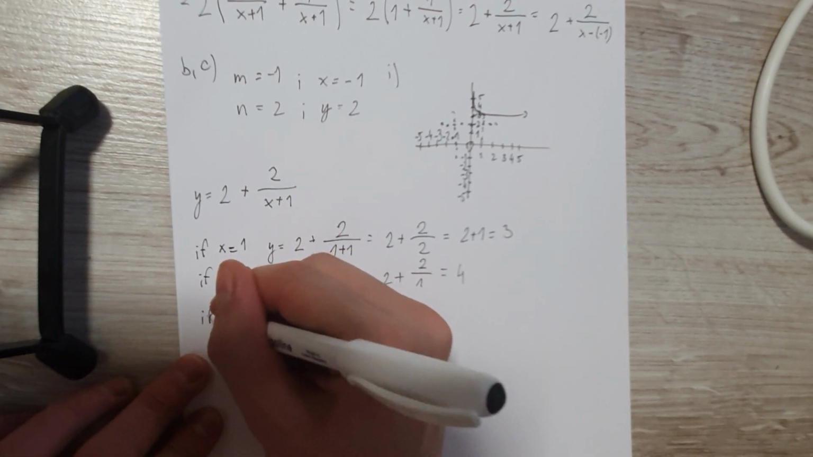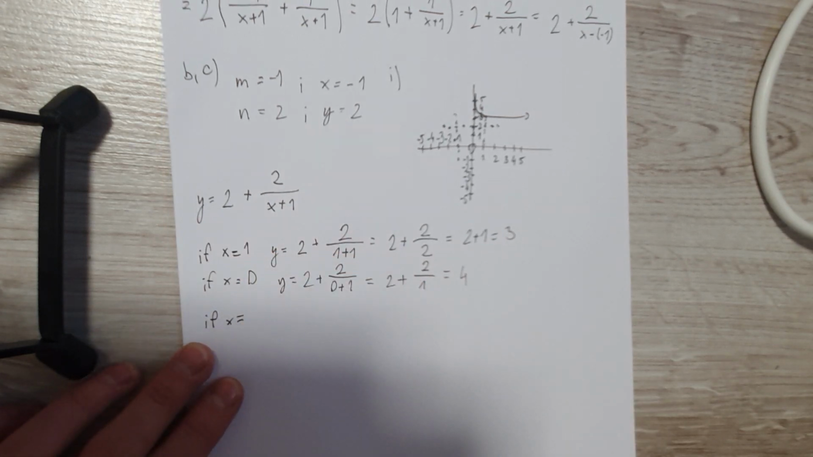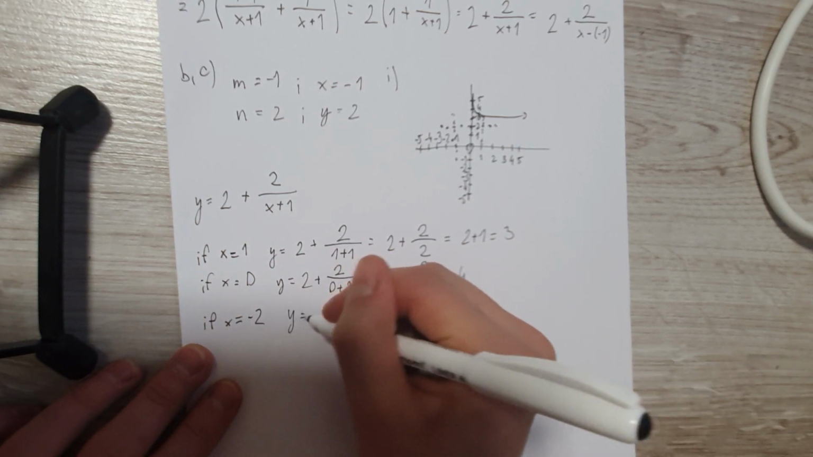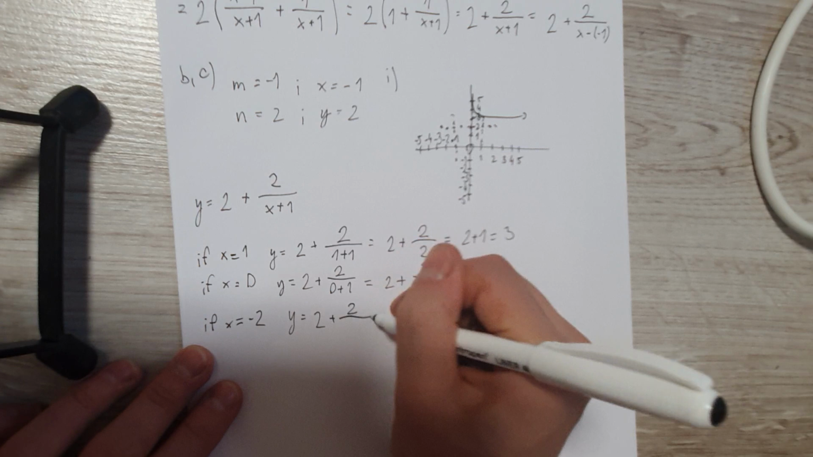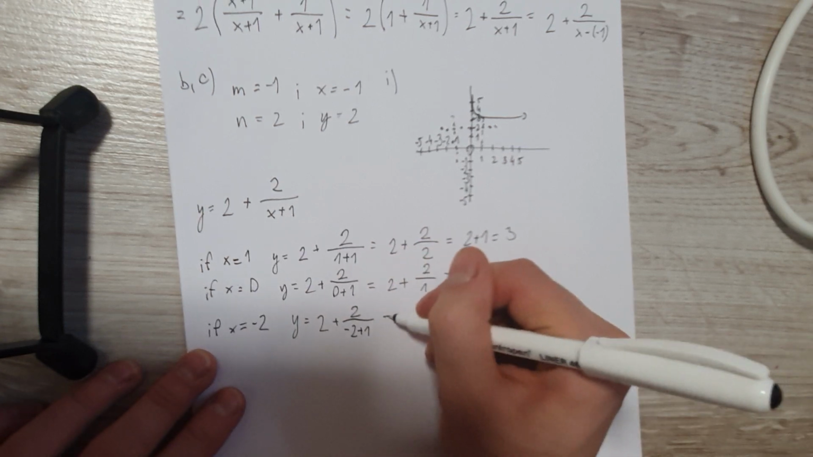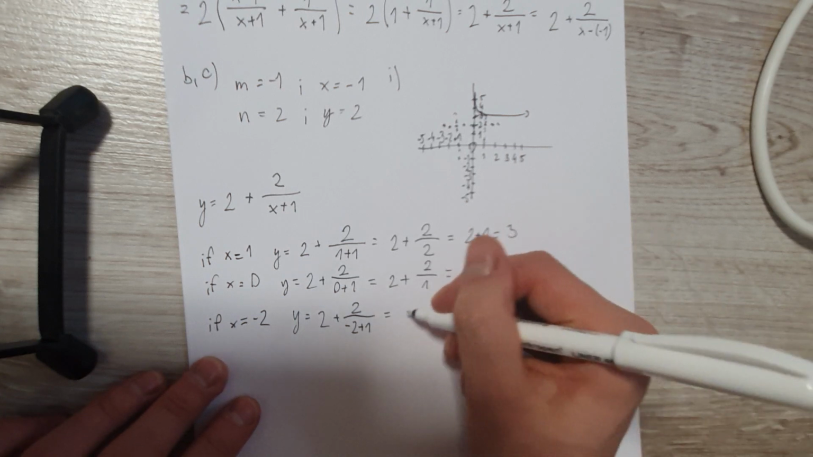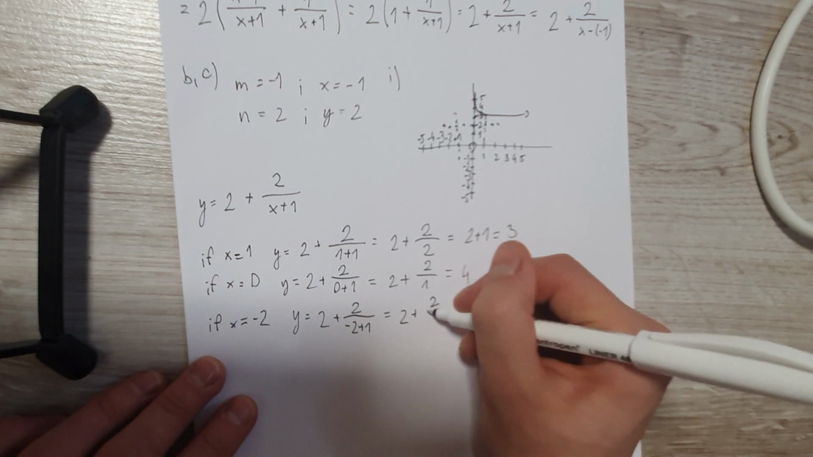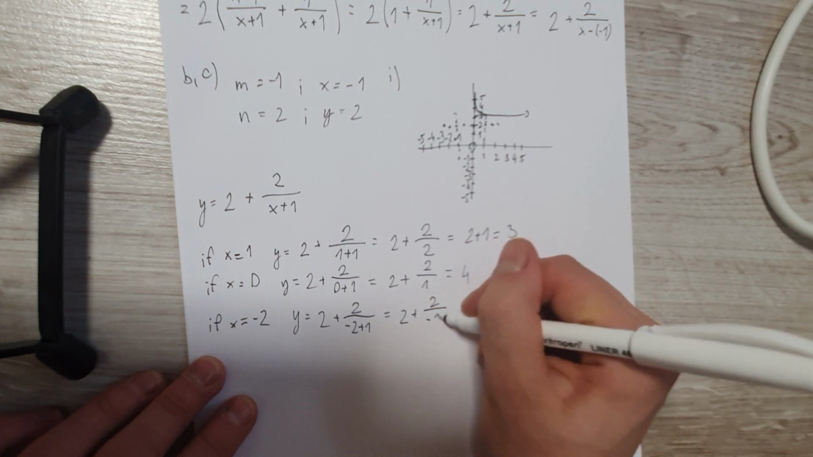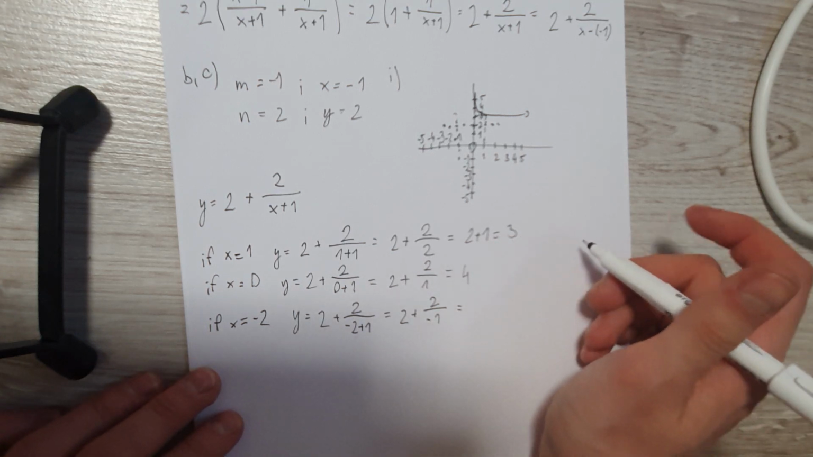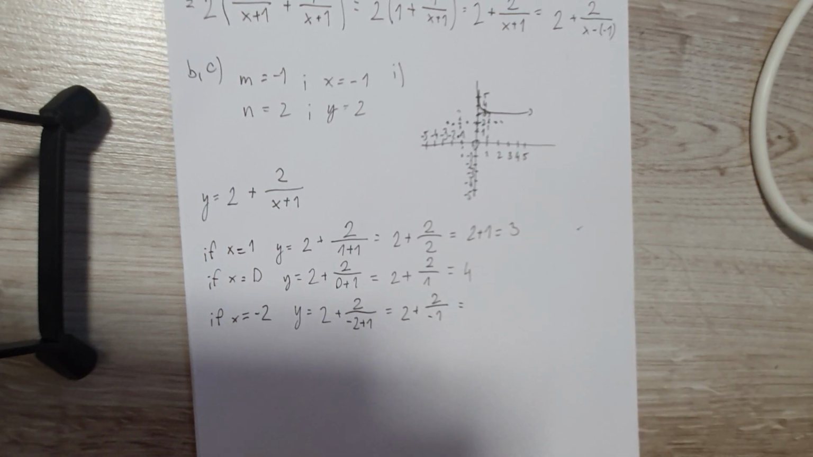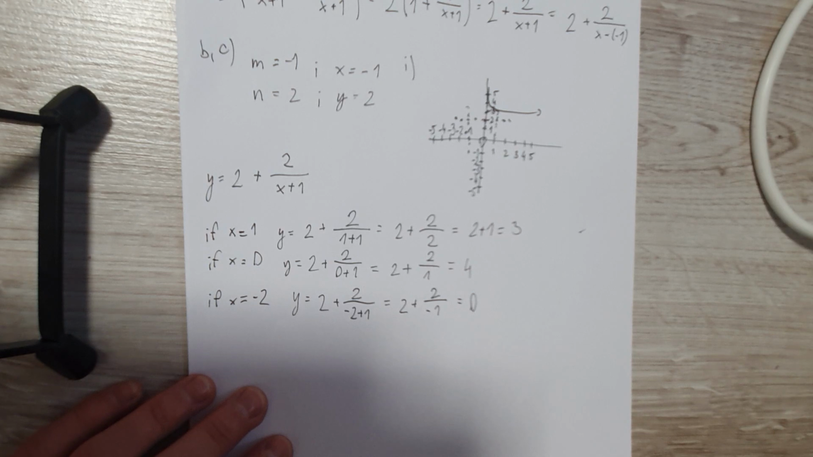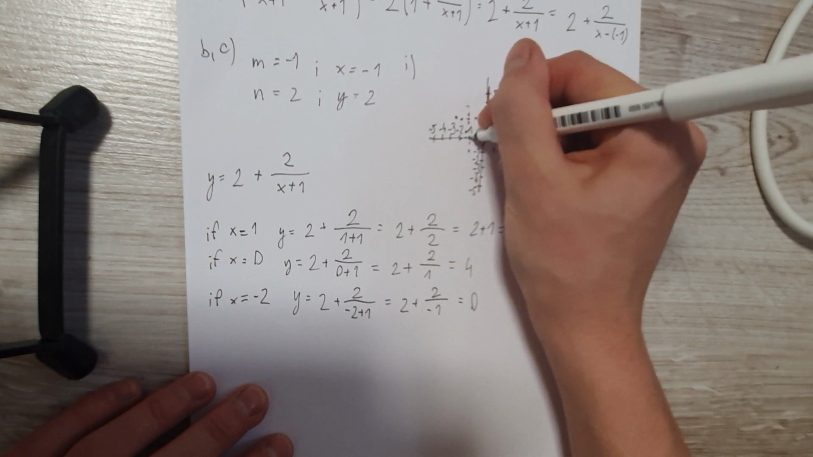So let's say that if x is equal to -2, then y is equal to 2 plus 2 over -2 plus 1, which is equal to 2 plus 2 over minus 1. So it's 0. So if x is -2, then its value is 0.